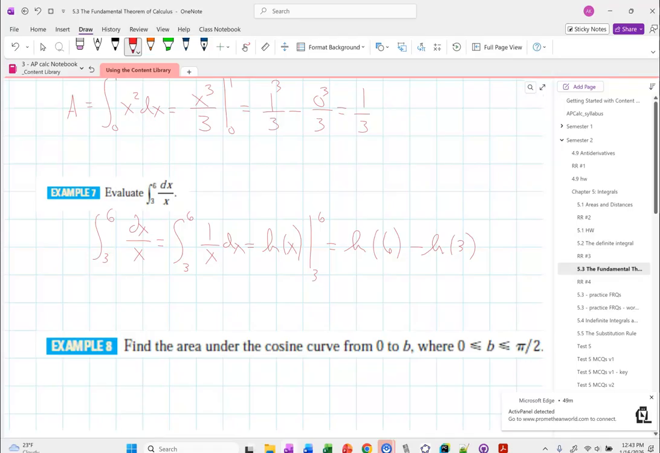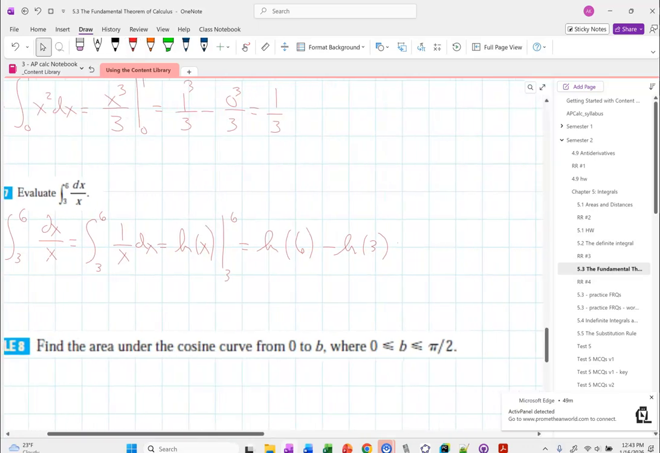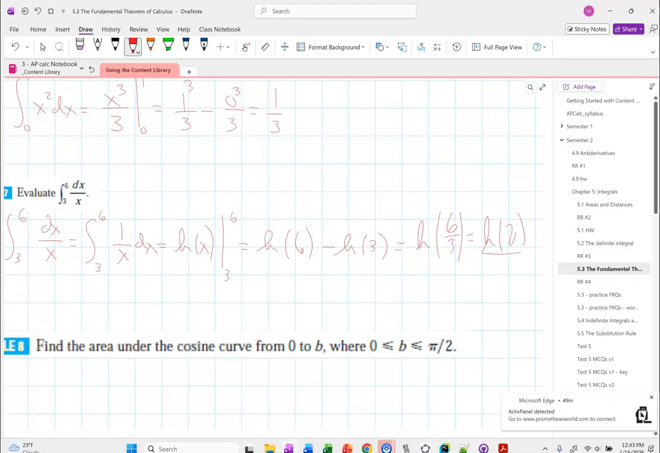What's the natural log of 6 minus the natural log of 3? The quotient property of logarithms says you can write that as natural log of 6 over 3. Natural log of 2. Close.